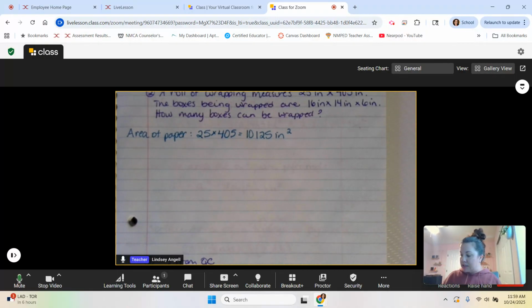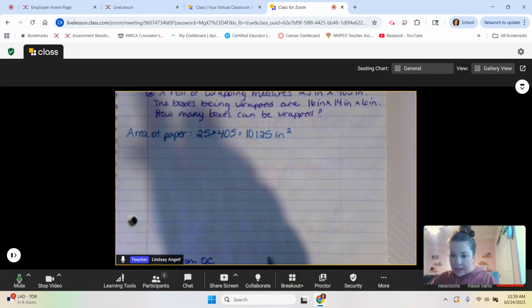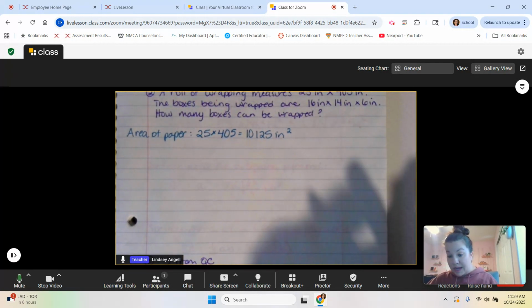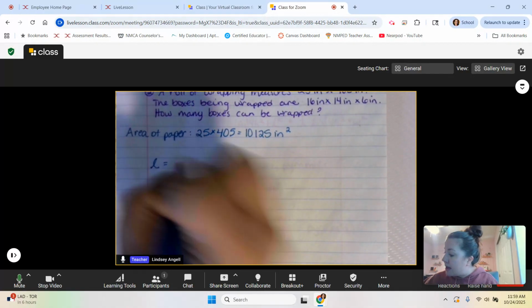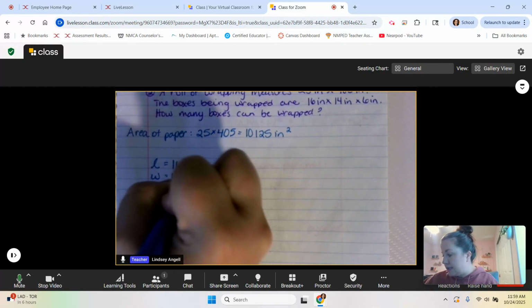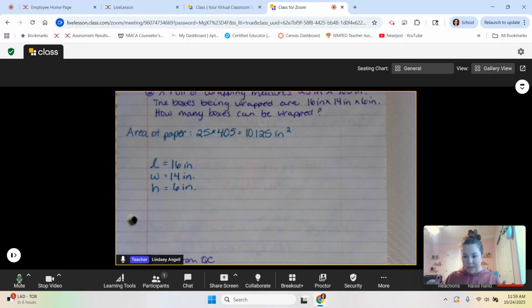Next, we need to find the surface area of the box, right? I'm going to draw out the box like in the last one just to make sure that I have everything. Or actually, I don't even have to do that. I'm just going to label these. I'm going to say that my length is 16 inches, my width is 14 inches, and my height is 6 inches. I can decide which is which because, especially when you consider multiplication, the commutative property says it doesn't matter what order we multiply them in, okay?